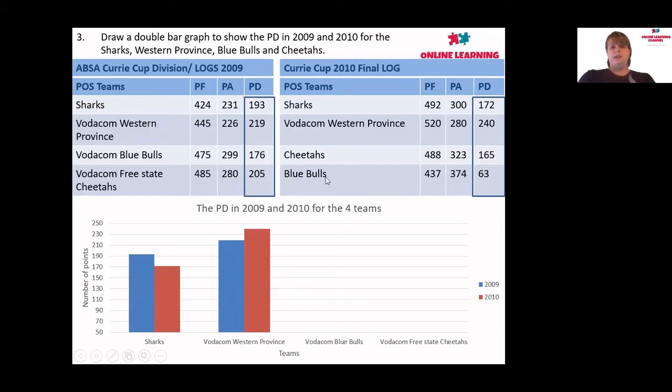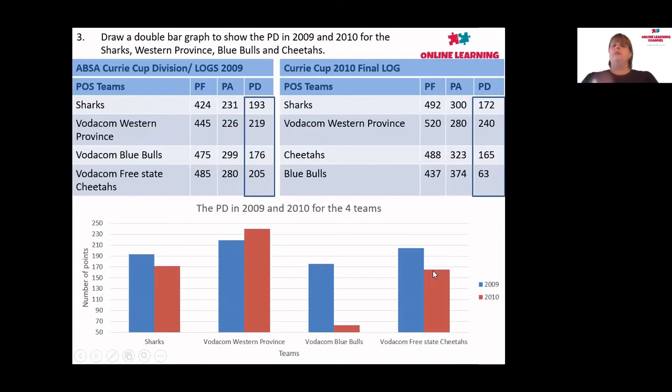No, do you see what I did now? That was incorrect because I just read as it goes. Blue Bulls, 176 and 7. And here you have Blue Bulls, 63. So there's your first one, 176. And now you're going to have your 63. That's going to be all the way down here. The next one is the Cheetahs, 205, and then you go up to 165. So 205 should be roughly about there, and then 165 should be something around there.